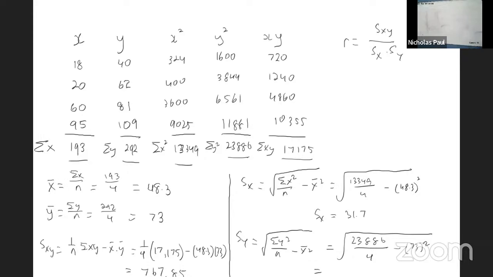Right, 25.3. Okay. Now come to the formula, SXY. So you're trying to find R, right? SXY is 767.85 divided by 31.7 by 25.3.